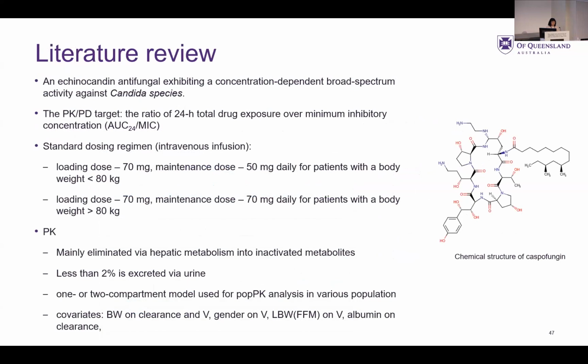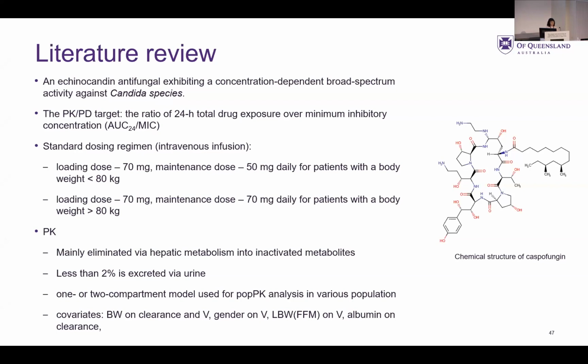Before I started the analysis, I did a literature review to help me understand the PK and PD of the drug. It is an antifungal that exhibits a concentration-dependent activity. Most people use the AUC24 over the MIC as the PK/PD endpoint. And according to the guideline, the drug was given by intravenous infusion, usually over 1 hour, with the loading dose of 70 milligrams, but the maintenance dose will be based on the body weight.